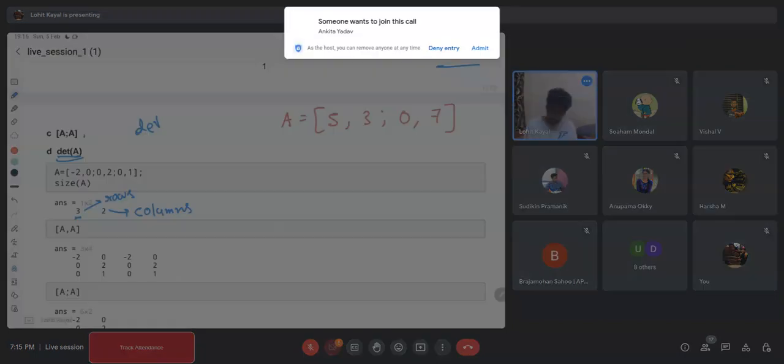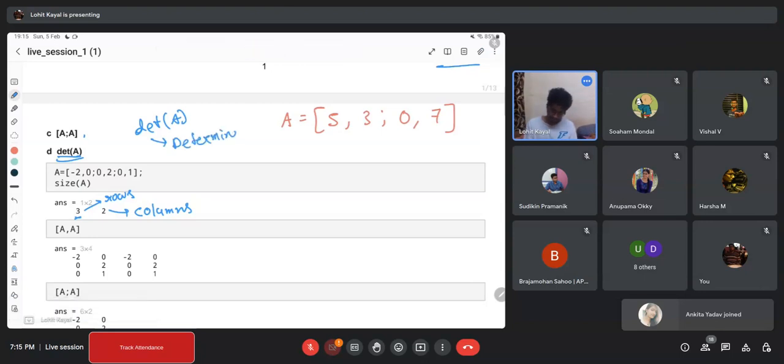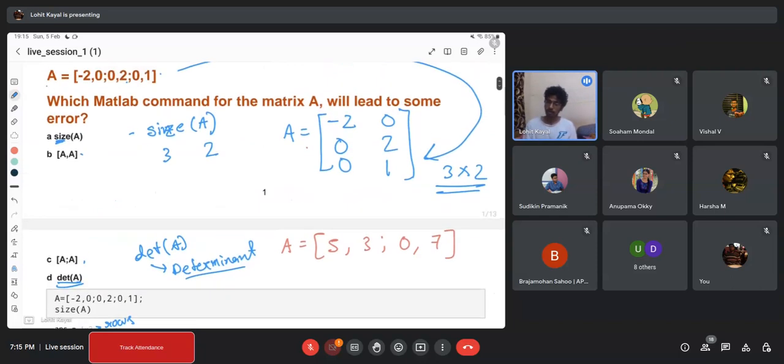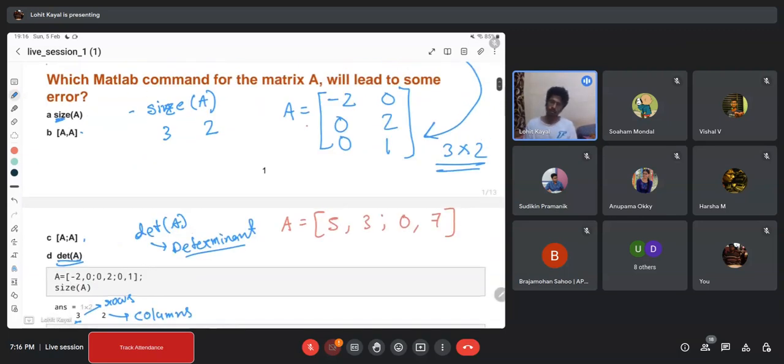Det of A, determinant. That means determinant of A. Now we all know that in mathematics the determinant only occurs for a square matrix. For any rectangular matrix, m cross n, like a 3 cross 2 matrix or 5 cross 4 or 1 cross 2 matrix, you cannot find a determinant. Determinant will only work for a square matrix. If you write this in MATLAB, it will show you an error.